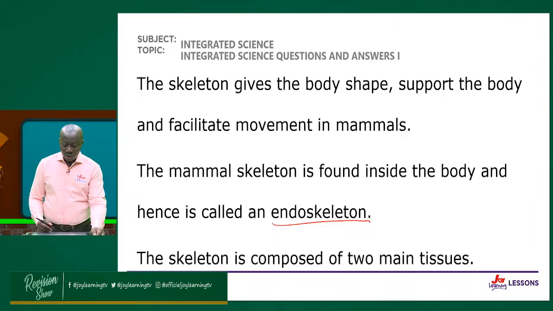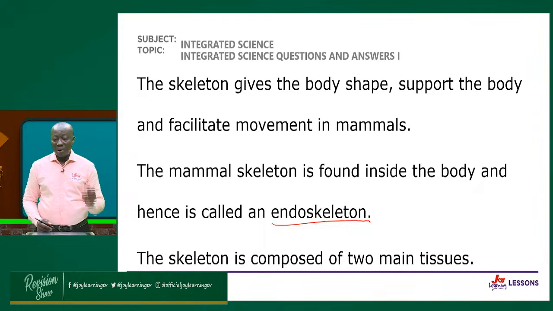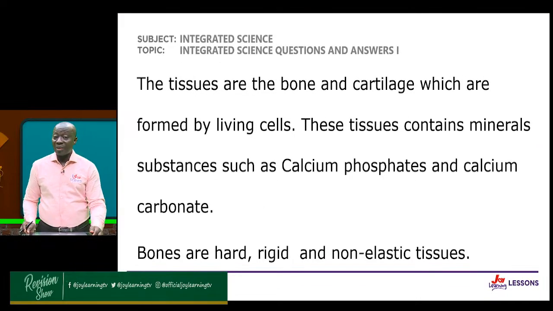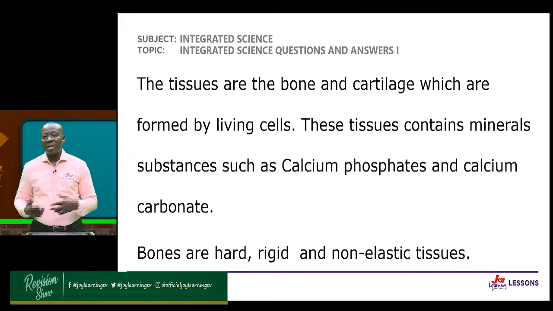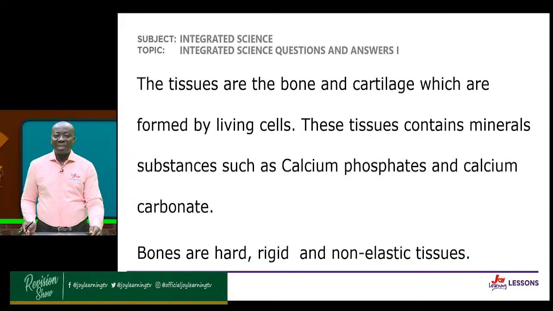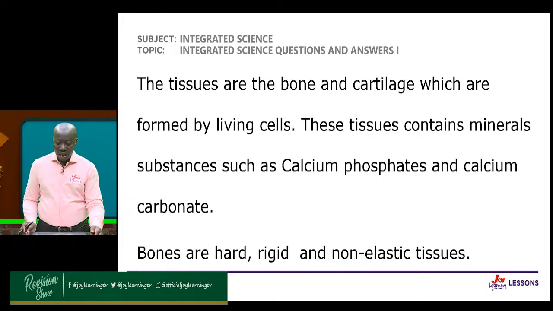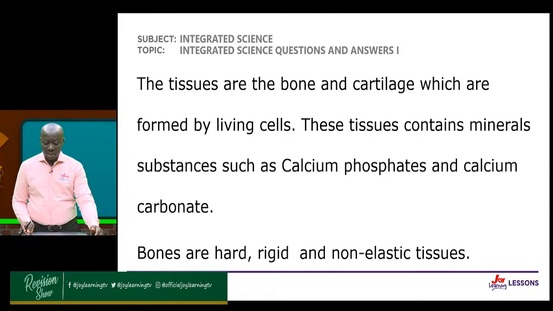So the skeleton is composed of two tissues. The tissues are the bones and cartilages. So you have the tissues of the bones and tissues of the cartilages, which are formed by living cells. So it means that your bone is made up of cells, and the cells are alive. Unless you die, they continue to remain living. And the same applies to the cartilage.